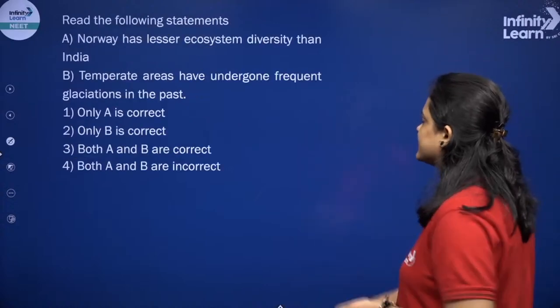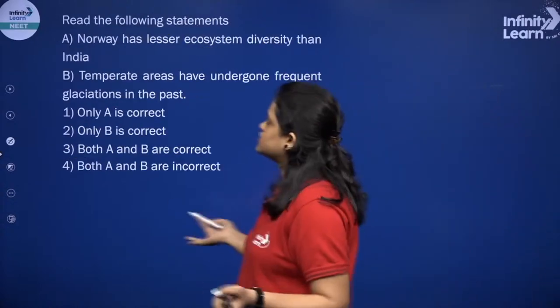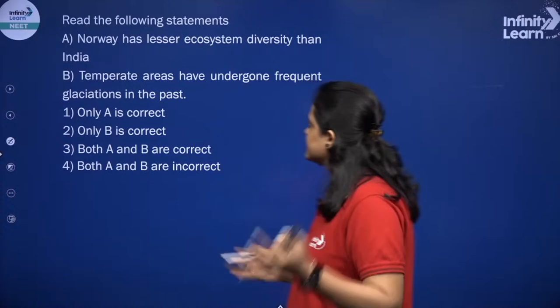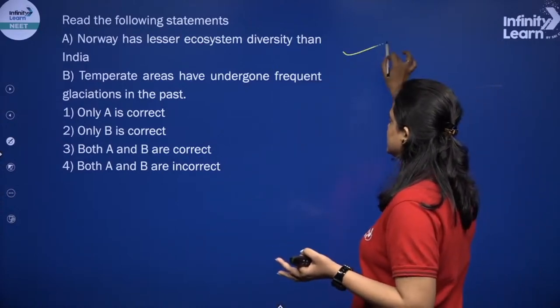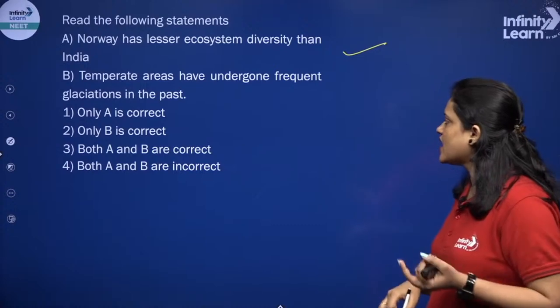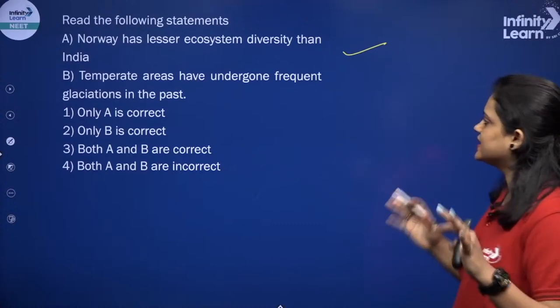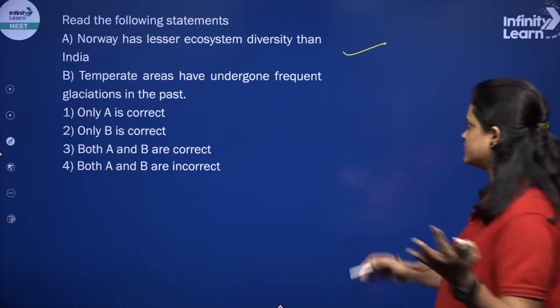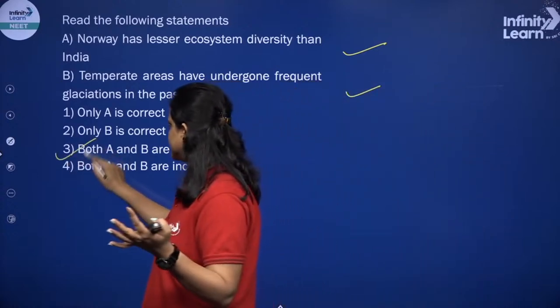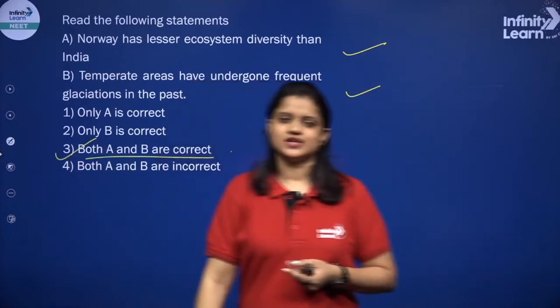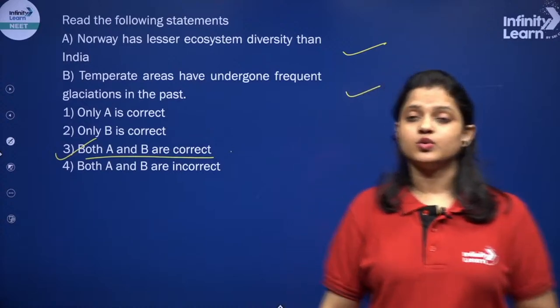Next question. Read the following statements. Norway has lesser ecosystem diversity than India. This is right. Temperate areas have undergone frequent glaciations in the past. Right. So both the statements are correct. Your correct option here will be the third one. Okay. Now let's move on to our next question.